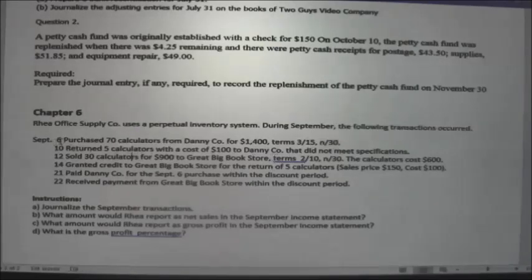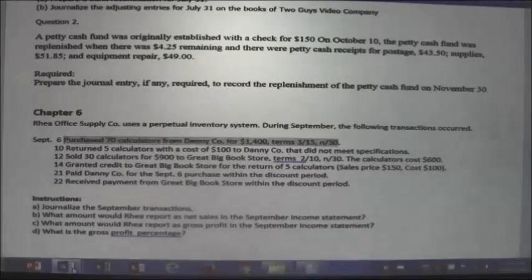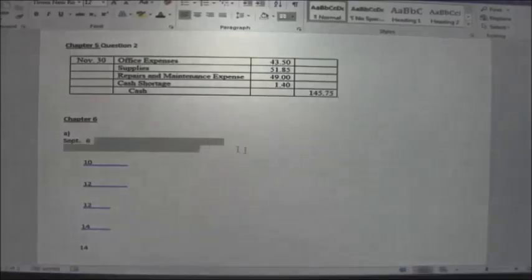Okay? So for September 6th, purchase 70 calculators from Danny Co. for $1,400, terms something. At this point, we do not care about the terms. It is a purchase. We purchased it with terms. That means we purchased it on account. So if we purchased it on account, that is simply a debit for inventory and a credit for accounts payable in the amount of $1,400. How much we intend to pay if we do not take advantage of the discount. Okay.